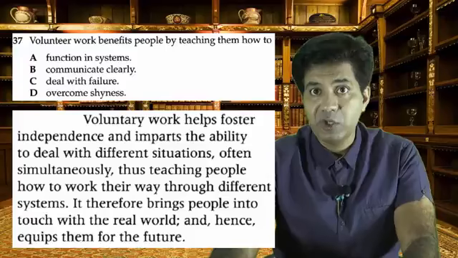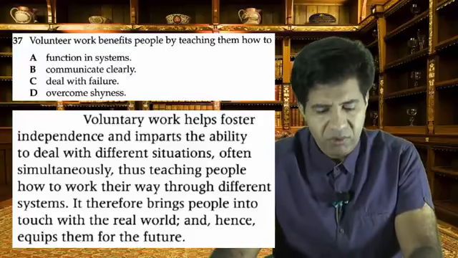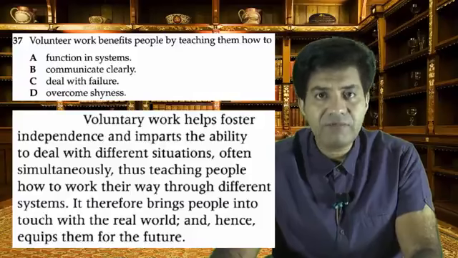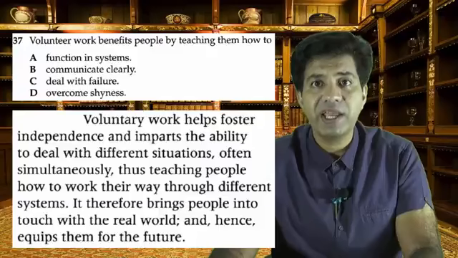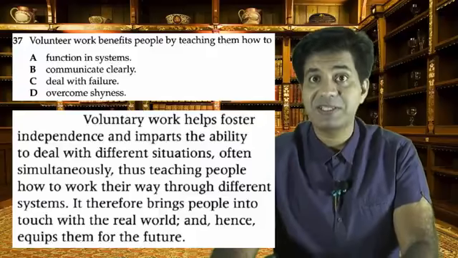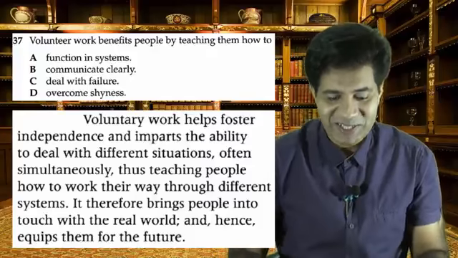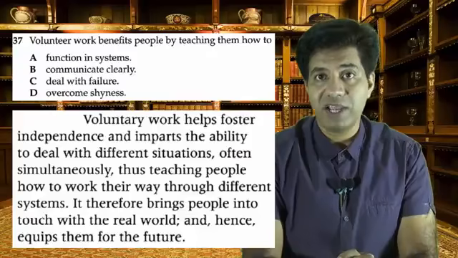Option A, I ignore it for a moment. B, communicate clearly. No. C, deal with failure. No. D, overcome shyness. No. A, function in systems. See that? Systems, they use the word systems. So for 37, A is going to be the right answer.